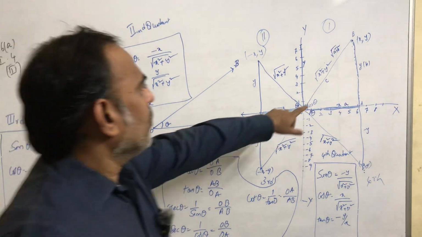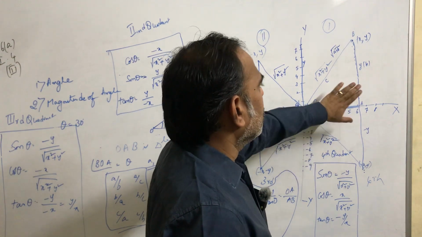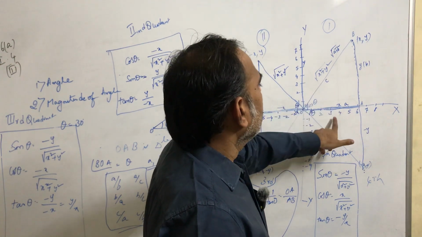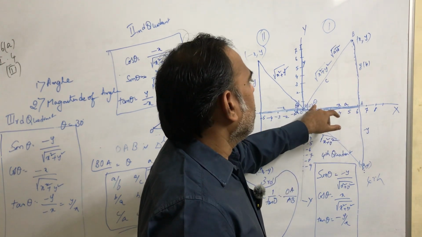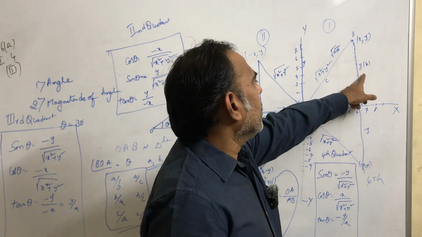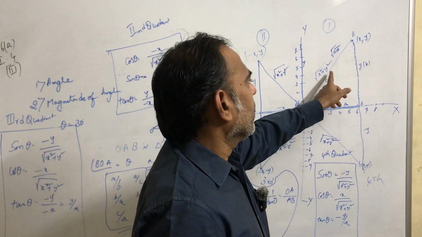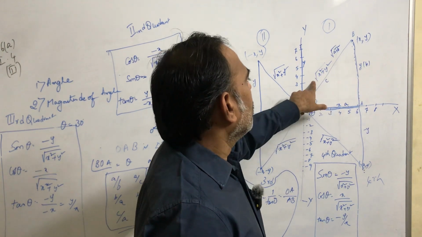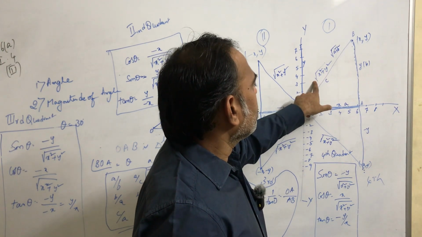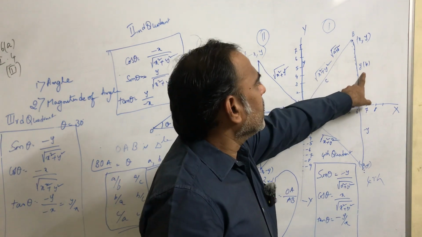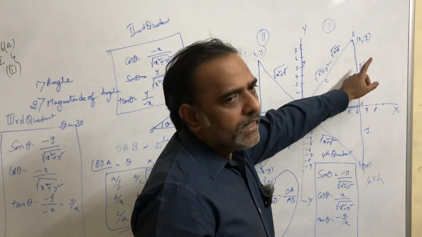Okay, this is the first quadrant. In the first quadrant, all trigonometric ratios are positive. Why is it positive? Because this is positive x and this is positive y. For a given theta, sin theta is opposite side divided by hypotenuse, y by square root of x square plus y square. Here x square plus y square is positive, and the square root of a positive number is also positive. Y is also positive. A positive number divided by a positive number is positive. So sin theta is positive.